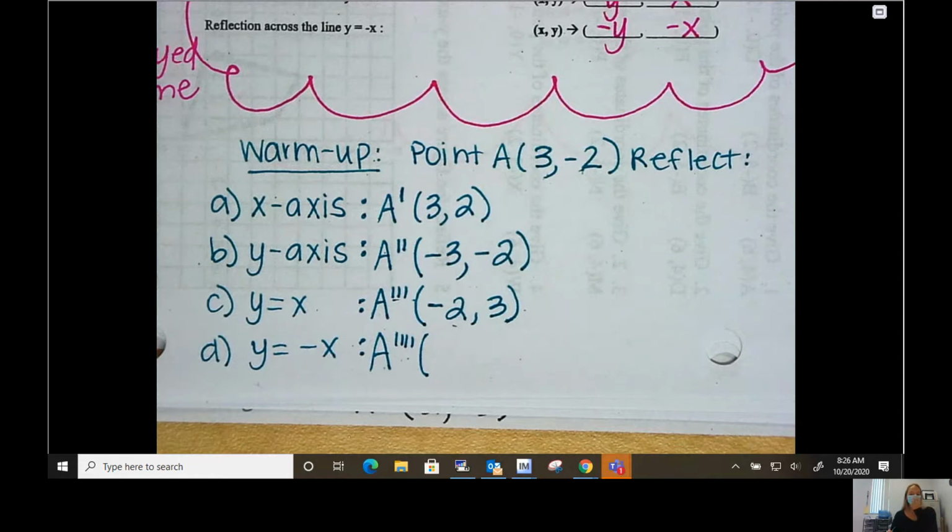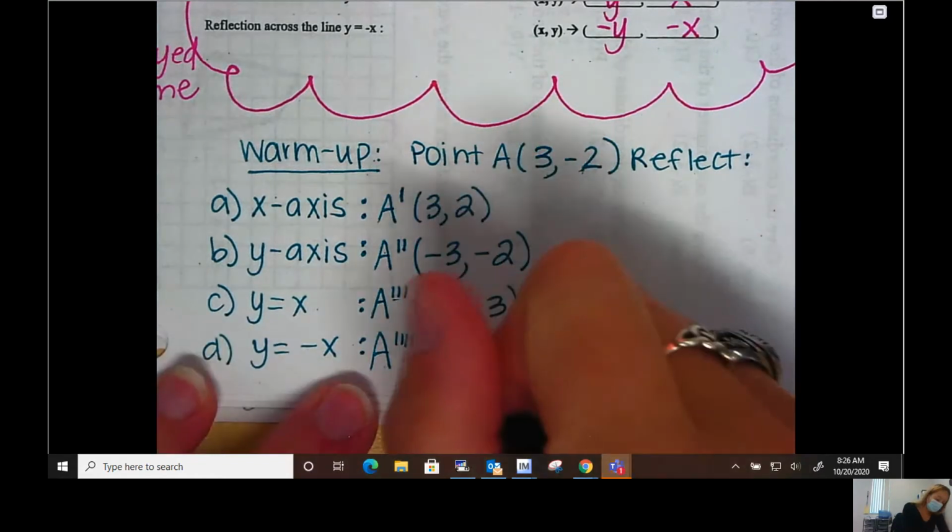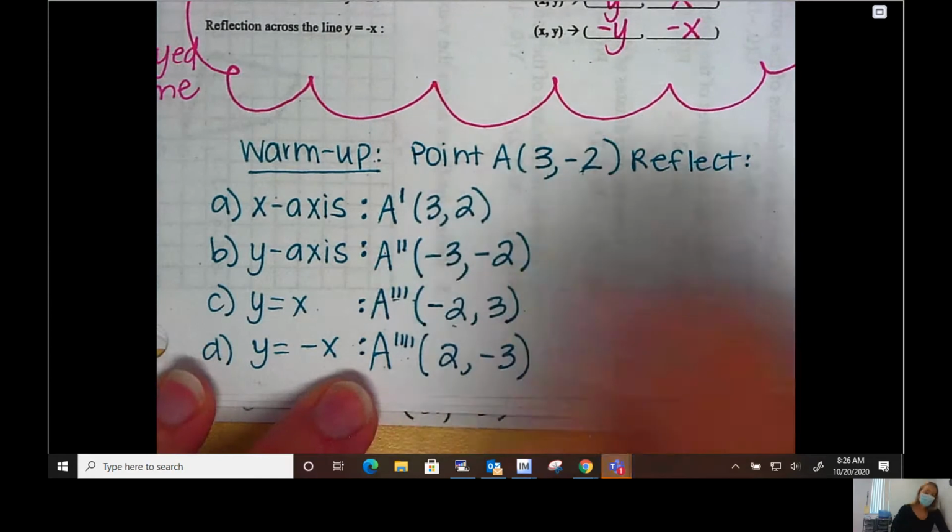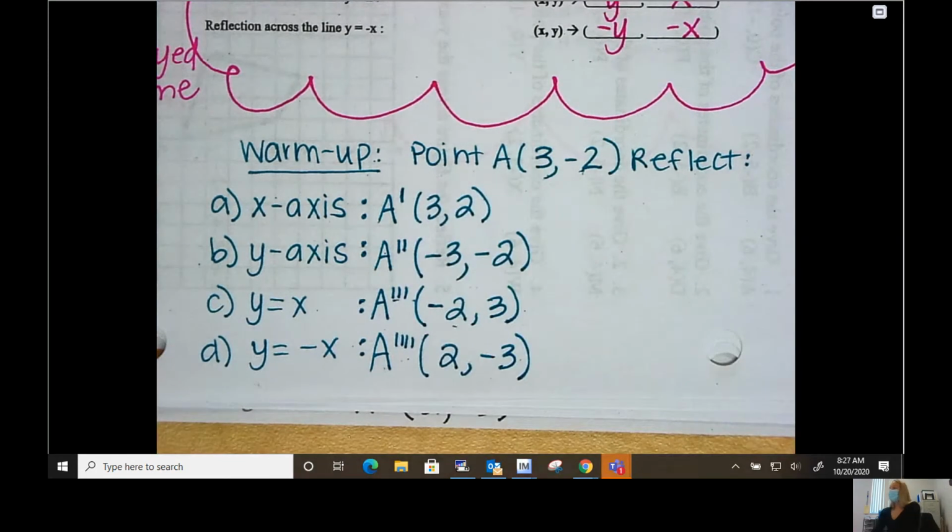But what is it, Svelio? 2 and -3. Fantastic. All right. Questions on that one? Comments or concerns? Not too bad, right? So I'm hoping that you guys feel really confident when it comes to some reflections.